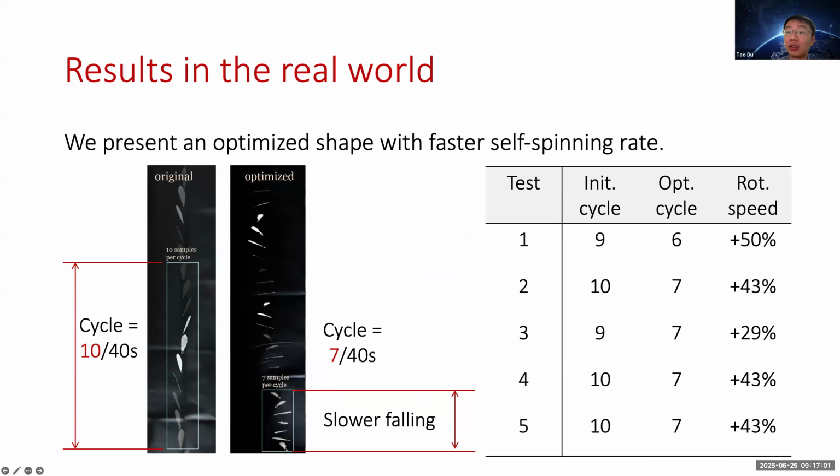We then move on to flight tests in the real world. So the left photo here overlays about 15 consecutive frames of falling from releasing an initial seed design. And the right figure shows its optimized counterpart. The comparison here confirms that the optimized seed has a faster rotational speed and slower falling. We repeated this experiment 5 times and reported their statistics in the right table.